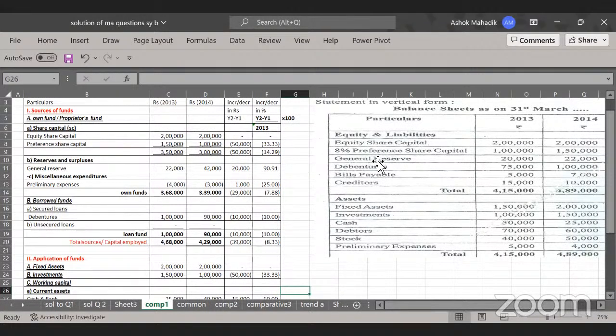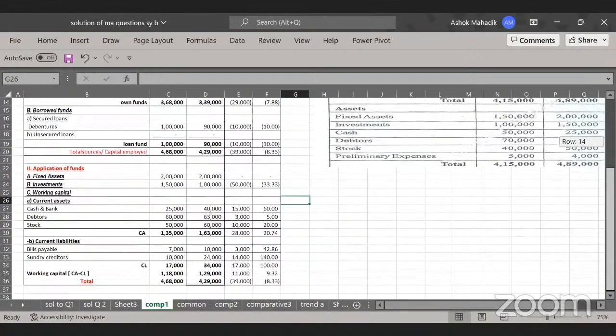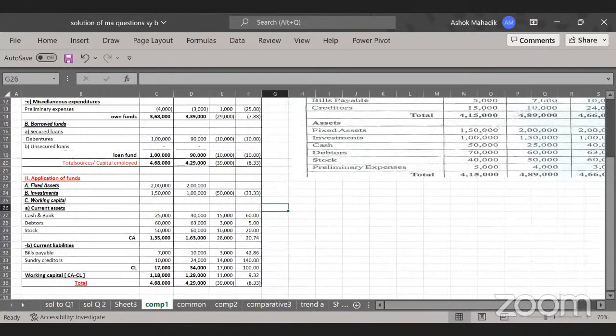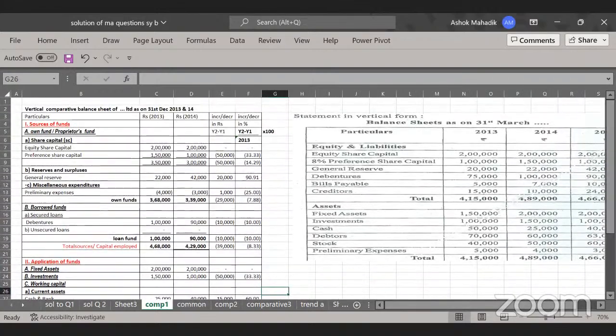We are done with equity, preference, general reserve, and debentures. So two items are left out. Bills payable and creditors are current liability items. So we wrote those 2 items and total. So CA total is 135 minus 17. We get working capital 118,000. Now we will add fixed assets plus investment plus working capital. We get total, which is equal to your capital employed total. So this was your vertical format. Once we are done with this part, students, then we'll go to comparison.